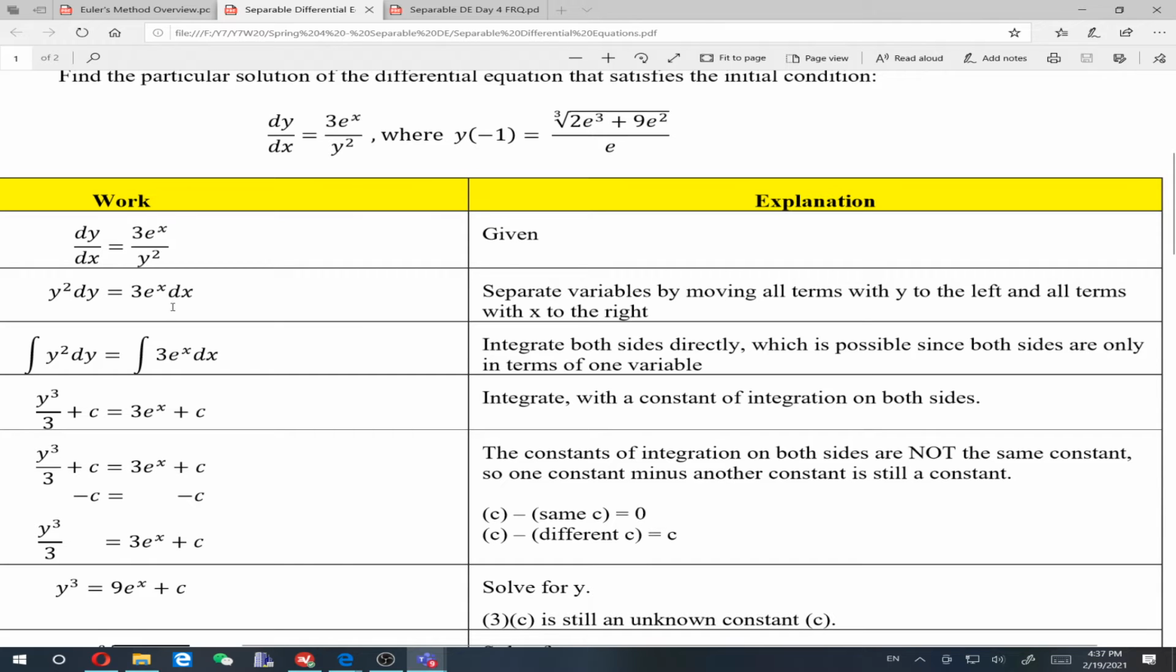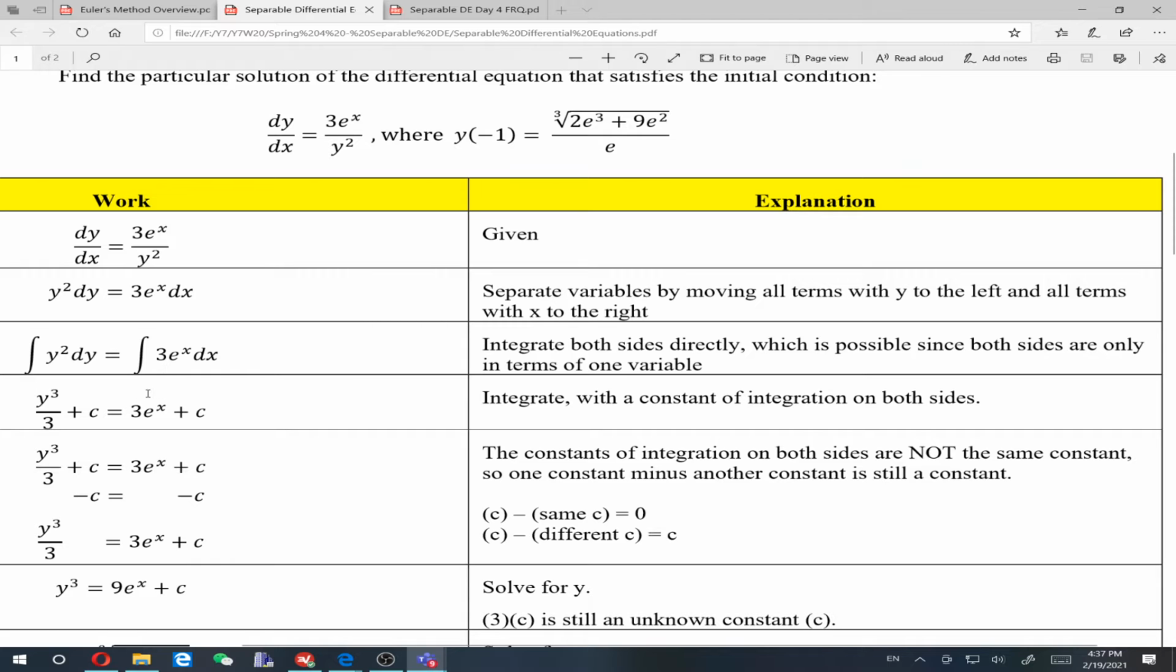Alright, so we separate our variables, move all the y's to one side, move all the x's to the other, and then we can integrate normally. So this will become from y squared to y cubed over 3 plus c, and then from 3e to the x to 3e to the x again, since 3 is a constant, and the integral of e to the x is e to the x.